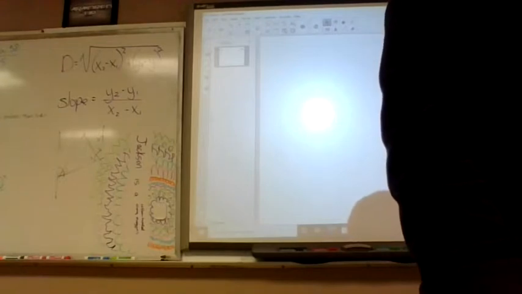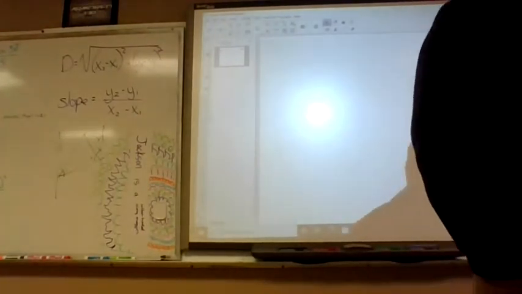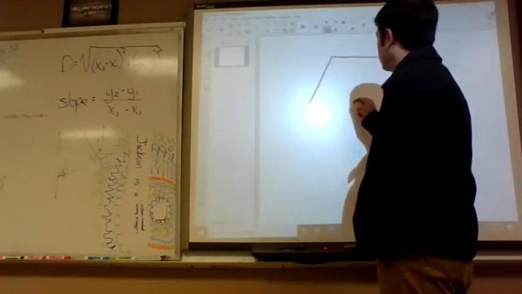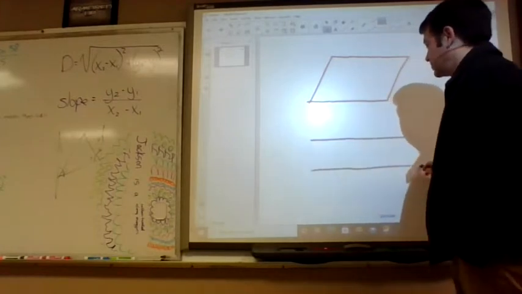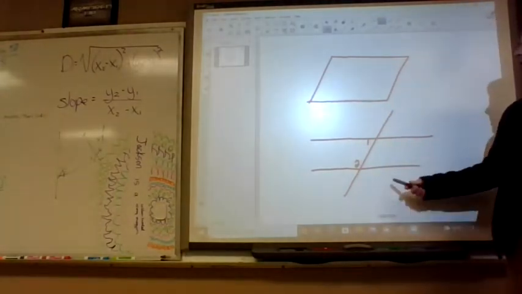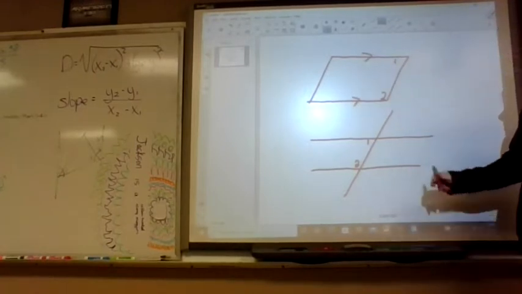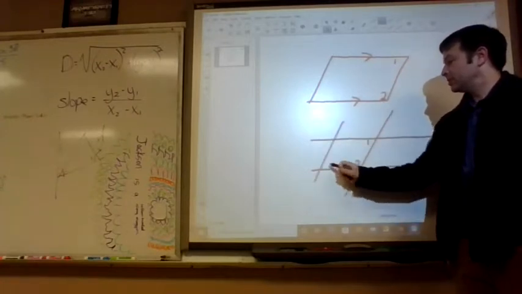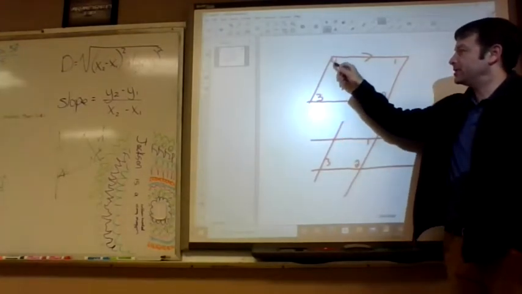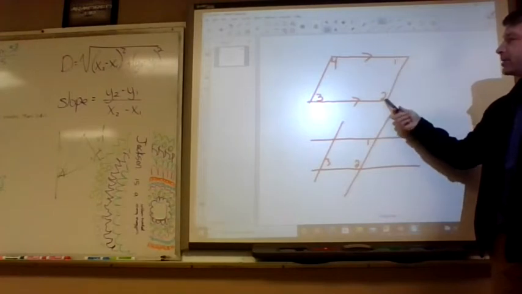Okay, so we're learning some theorems about parallelograms today. You guys remember on parallel lines what we know about these two angles? Yes, they add up to 180. So on a parallelogram, what does that mean? 1 and 2, or if you're going this way, if these are parallel, 2 and 3. So these two add up to 180, these two add up to 180, these two. Consecutive angles are supplementary on a parallelogram.